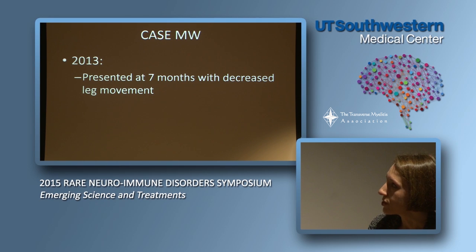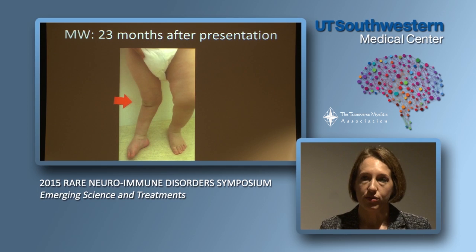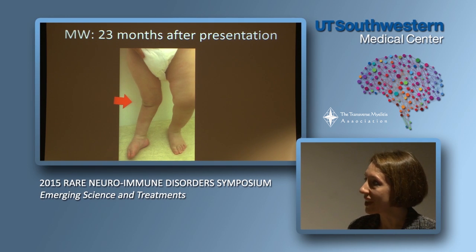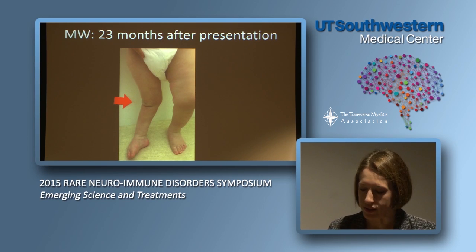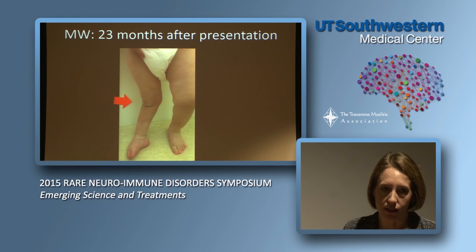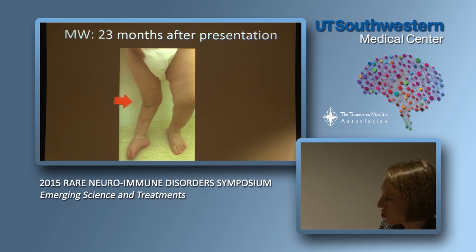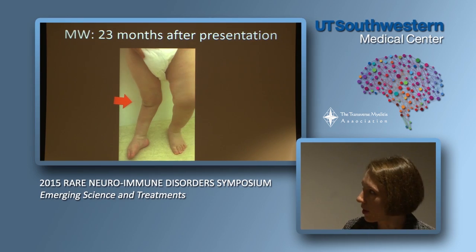Another case actually presented a year before, when he was 7 months old, and as just an infant, the parents noted that he was just not moving his leg as much. Well, he's now 23 months after his presentation. We saw him in clinic recently also, and you see he's got thinning of this leg. It's not as meaty as this one. It's hyperextended, which means it's bending in a way that it shouldn't. He's kind of rolled his ankle here. And what you can't really appreciate is that this leg's a little bit shorter than the other one as well.